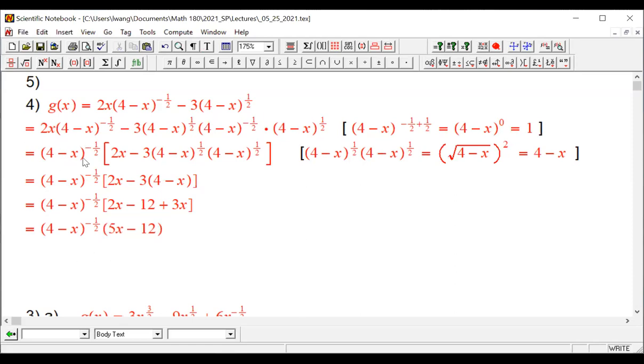So I'm going to leave this on the screen and you try it. Don't look at the screen. And I'm going to set up number 5. Number 5 is cubic root.